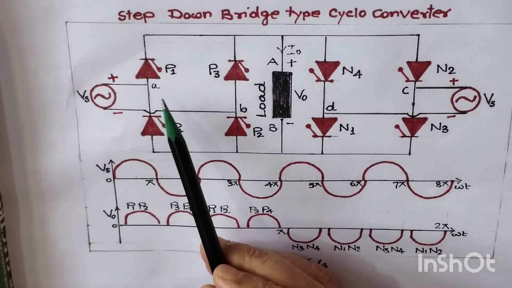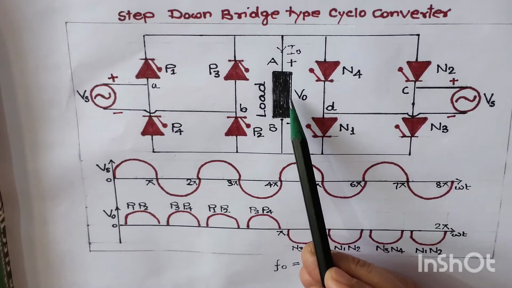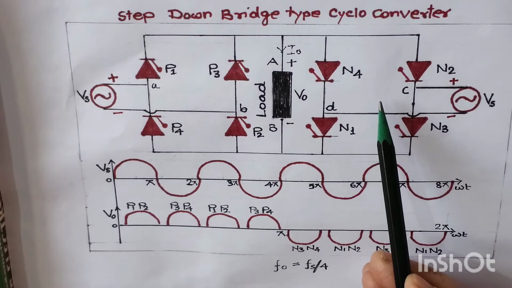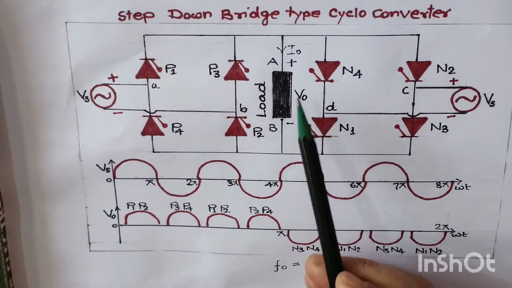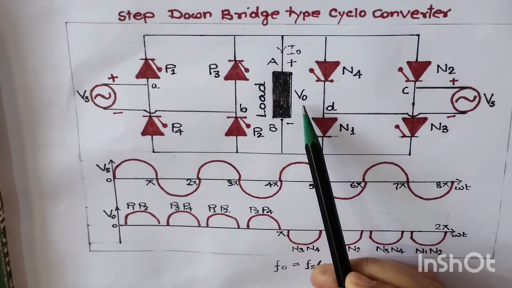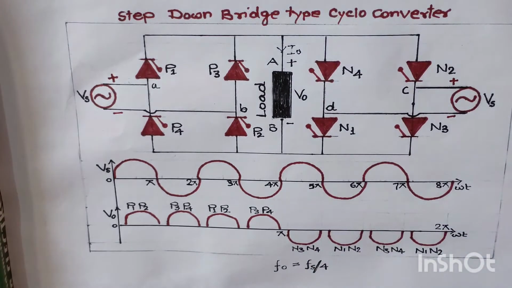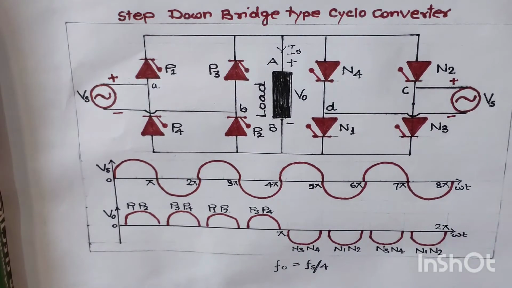Now this is the circuit diagram of the cycloconverter. We have connected a load between the two groups of thyristors, the positive group and the negative group. In between we have connected a load, and this is V0, the output voltage across the load, and this is I0, the output current flowing across the load. Now we will discuss one by one for each case how this step down cycloconverter will operate.